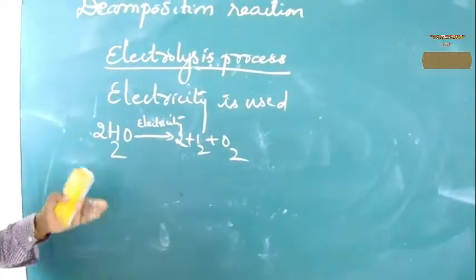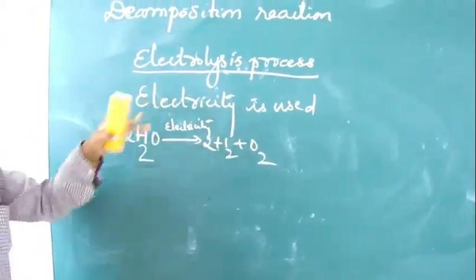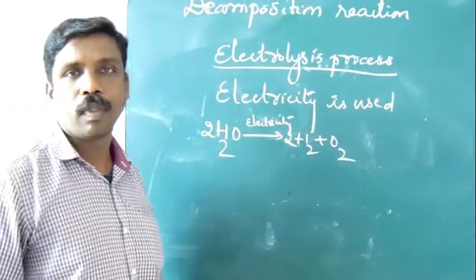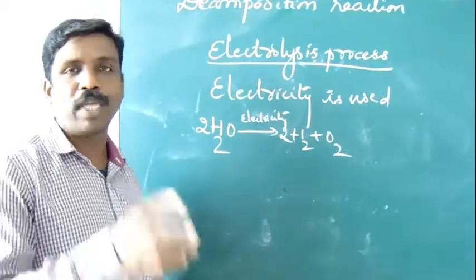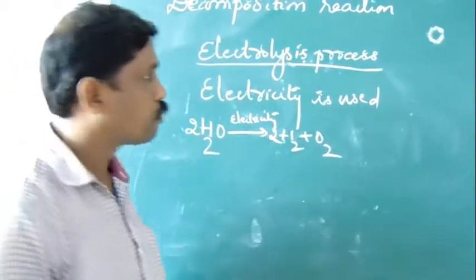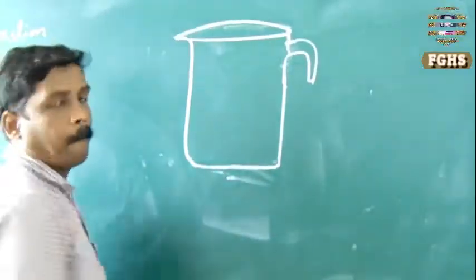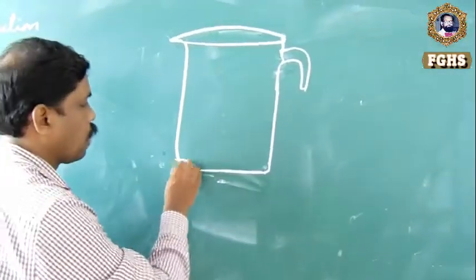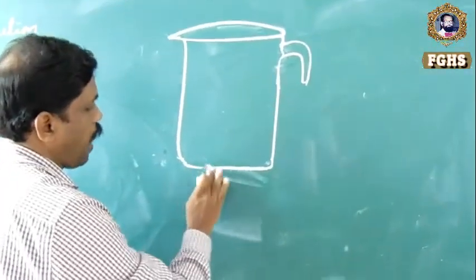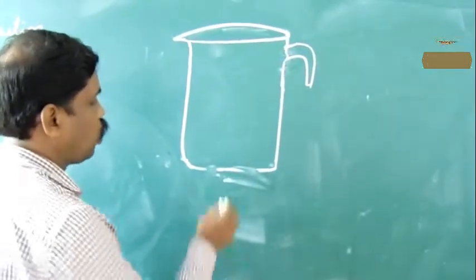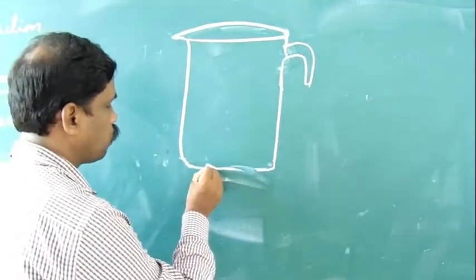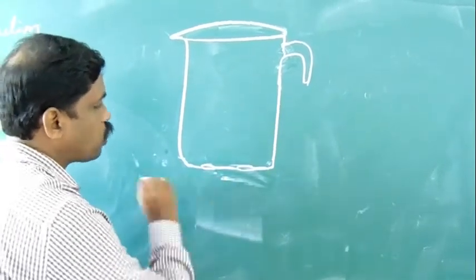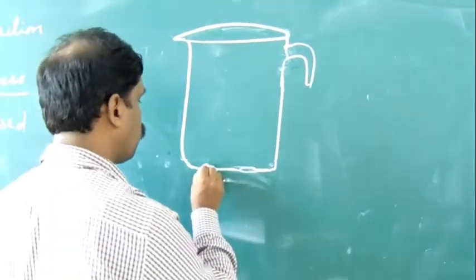Then how does this electrolysis process take place? An example is given in the textbook with a diagram. I am going to explain the same thing on the board now. Let me take a mug. At the base of the mug, you have to make two holes. Okay? To this hole, what you have to do?